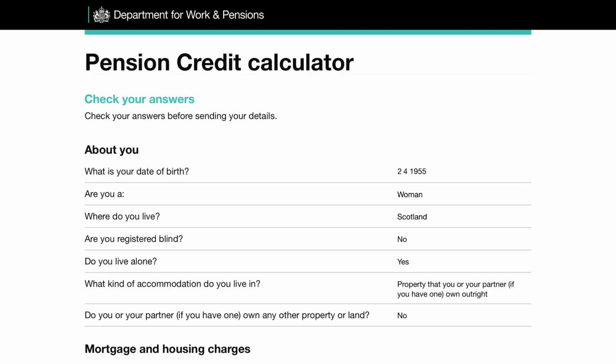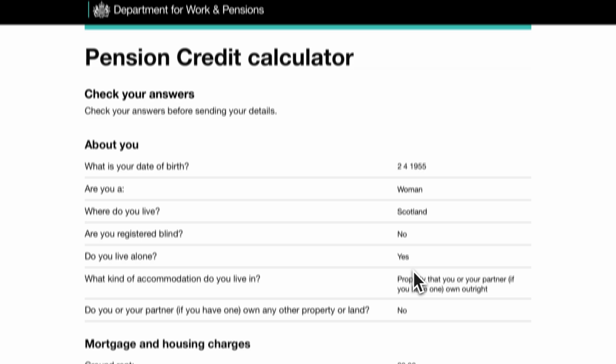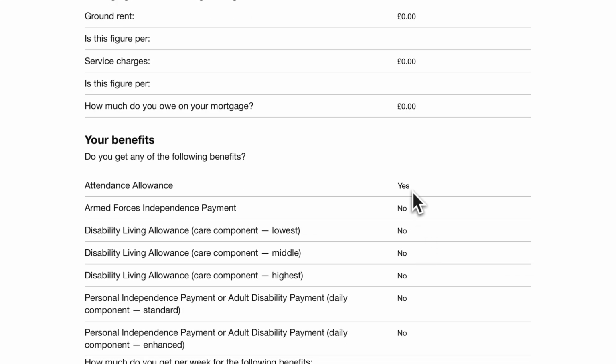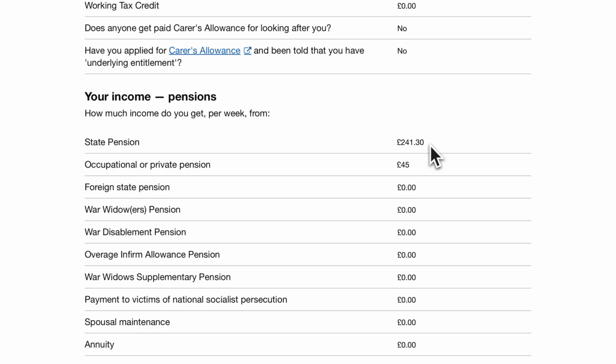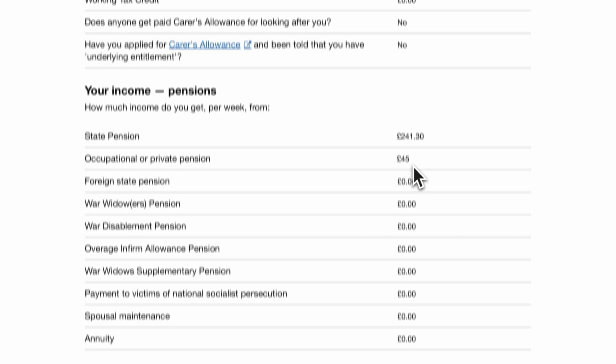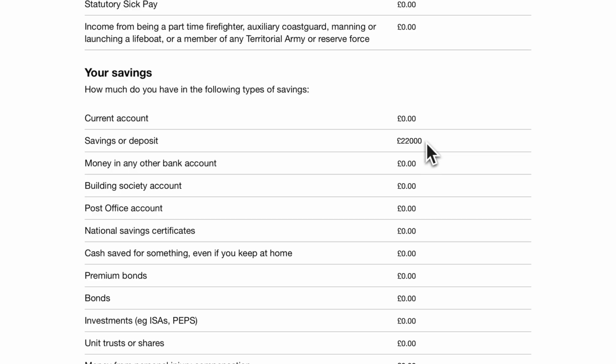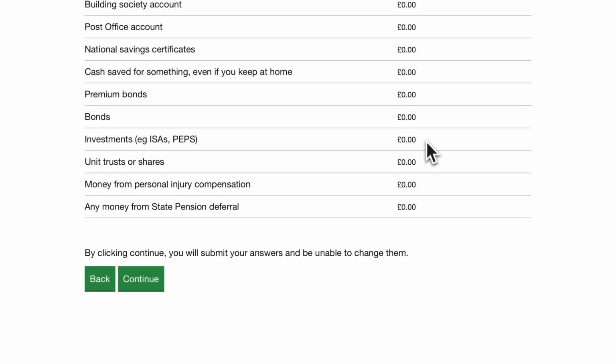From the information Jackie put into the calculator, we can see on the summary page that she lives alone, receives a disability benefit, that she receives the full rate of the new state pension, receives a small personal pension, and has savings. If Jackie found that she needed to make any changes, she would need to click the Back button to amend or add any answers on any of the previous pages.